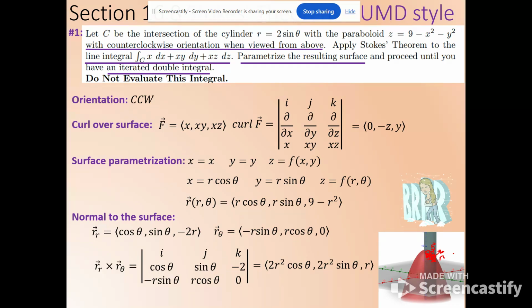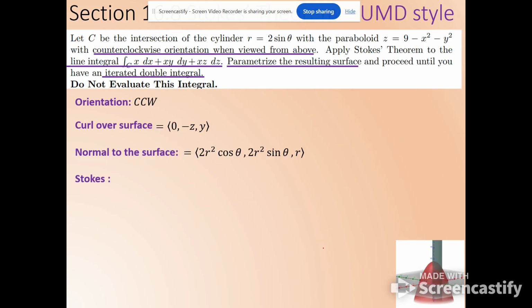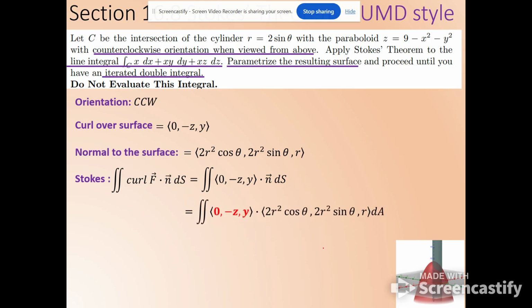So now I just need to take my curl of f here, noticing that my curl is not in the appropriate variables yet. So I need to take my curl and I need to take my normal. So I restated my curl, restated my normal, and I'm going to use Stokes now to rewrite the line integral as curl f dot n. So there's my curl f dot n. I filled in my n and made note that my curl needs to be in terms of how I defined z and y.